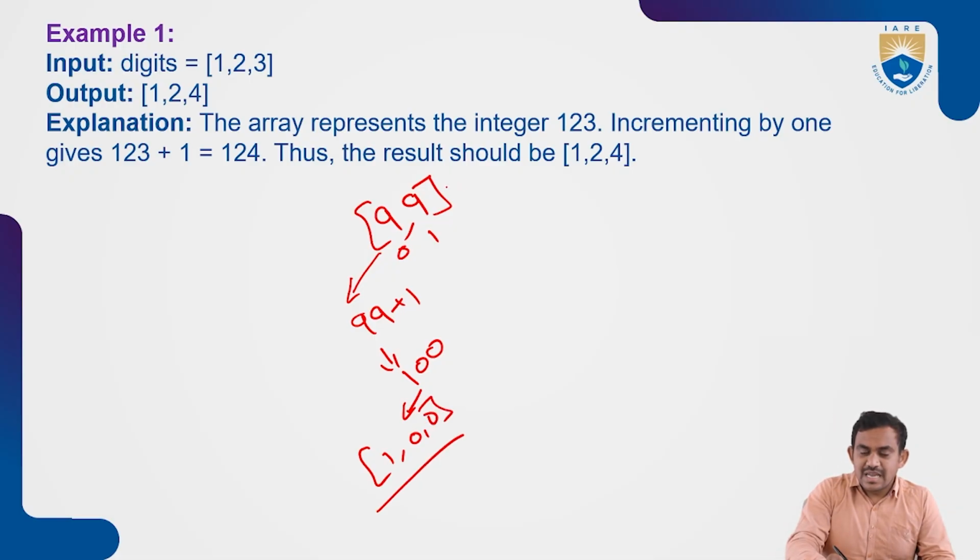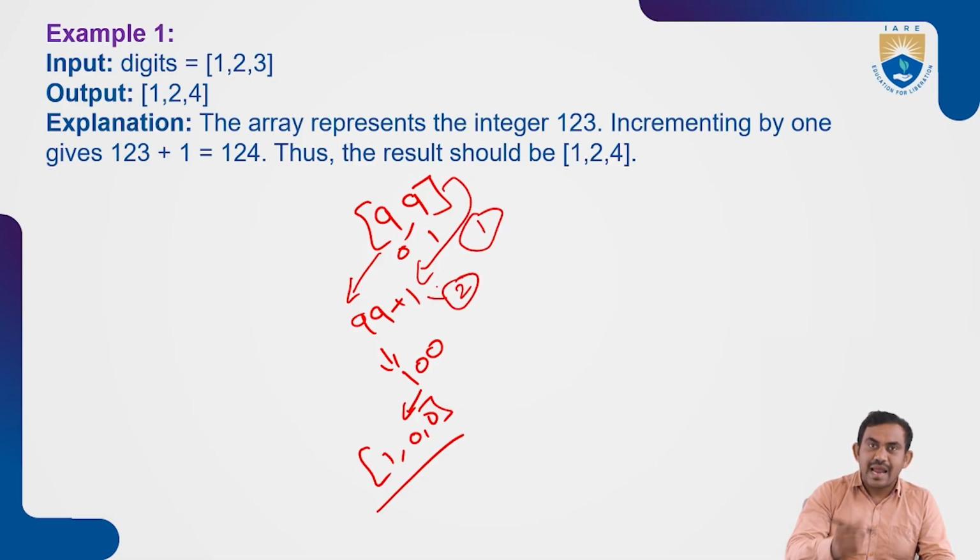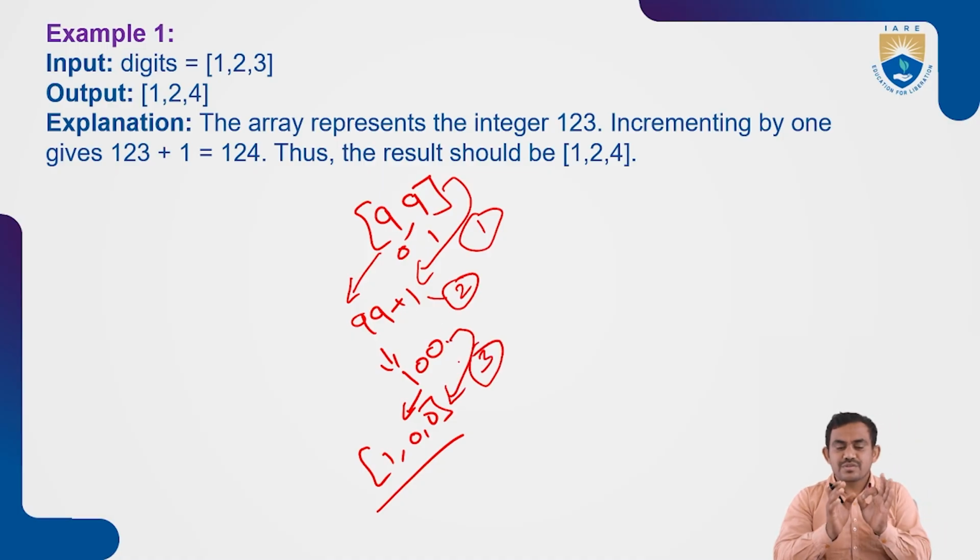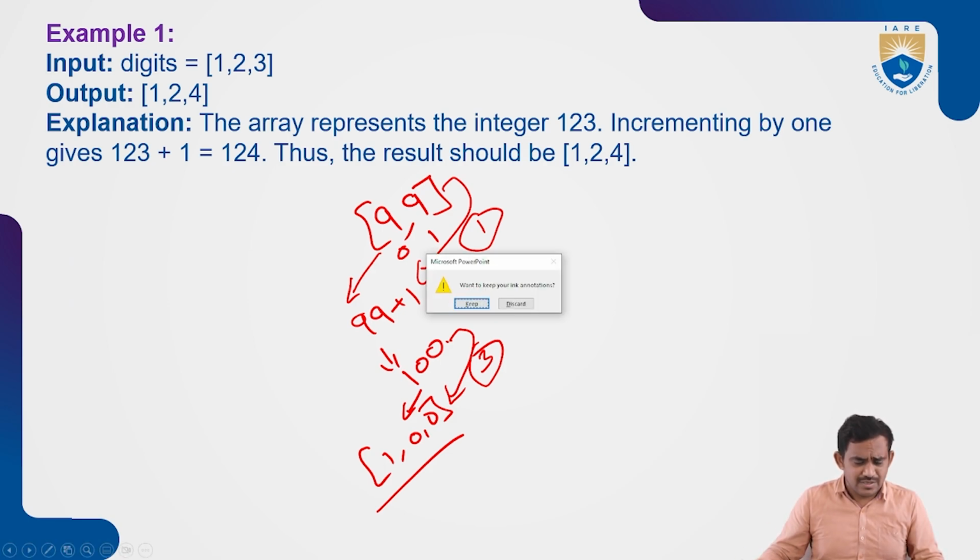So what are the steps? The first step is list to digit. The second mandatory step is adding 1 to the number. The third step is converting the resulting number back into a list. Once you do these three steps, the game is over. Your problem statement is totally clear. Okay, we'll do this step by step.